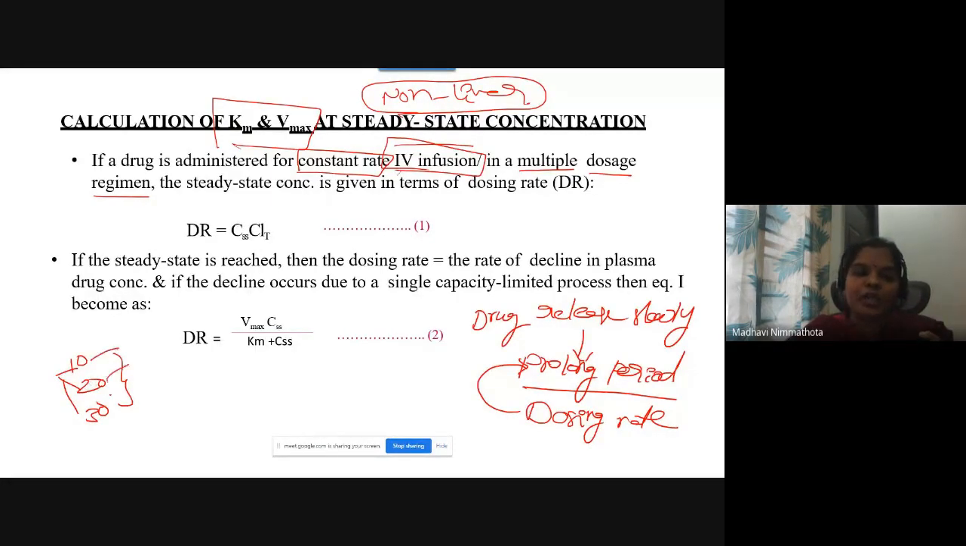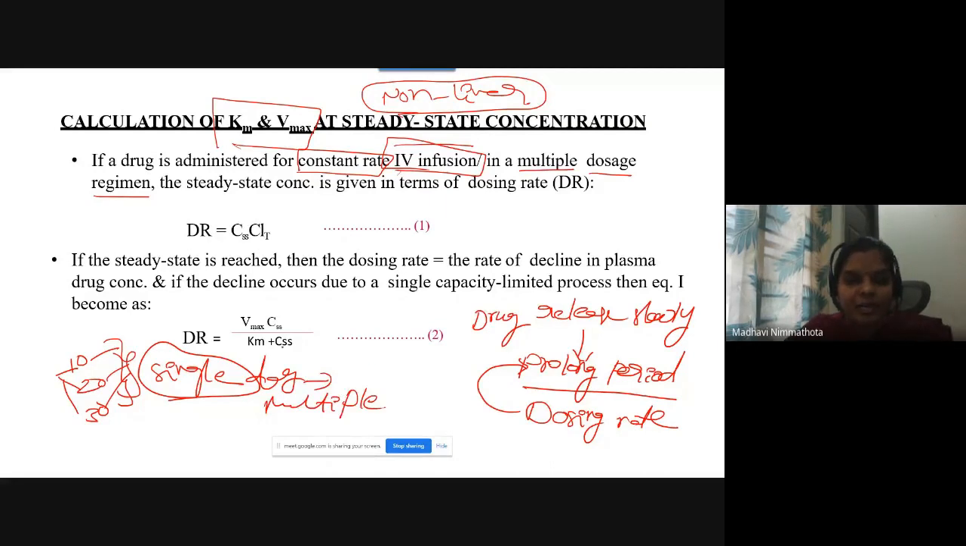That is 10, 20, 30. Together, you need to give multiple doses in a single day. Okay, in a single day you have to give multiple doses. This is what the multiple dosage regimen is. So in this situation also, your drug will attain some steady state.